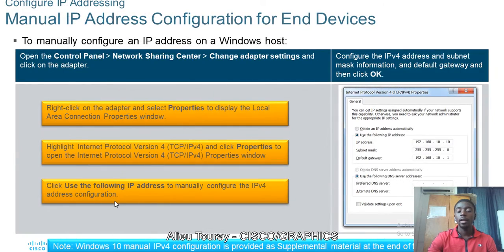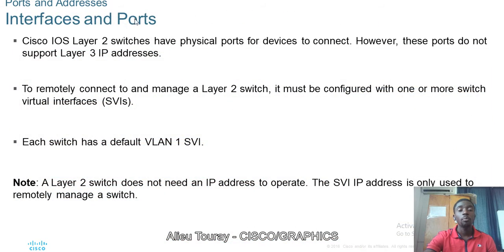But you have to understand the difference between interface and port. Like I said, ports are not configurable with an IP address, and interfaces are configurable with an IP address. A layer 2 switch does not have a physical interface. It means that there is no port that you can look at and say, okay, this is an interface on a switch.